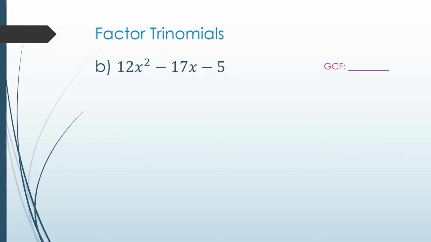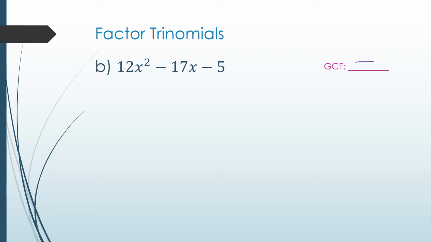Alright, looking at example B. We have 12x squared minus 17x minus 5. Well, we always want to see if there is a GCF that's common for all 3 terms. And it turns out the only GCF there is 1. So in other words, we cannot simplify this now.